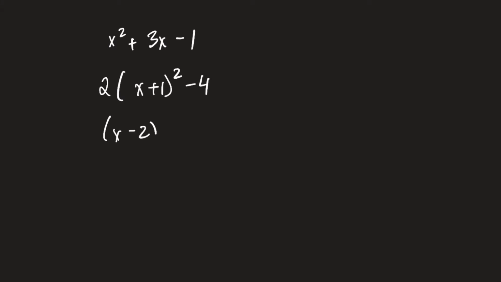Quadratic functions can take on many different forms, such as x squared plus 3x minus 1, 2 times (x plus 1) squared minus 4, or (x minus 2)(x plus 3). Each one of them gives you different information about what the graph is going to look like. Today we're going to mainly concentrate on the standard form of the quadratic function.